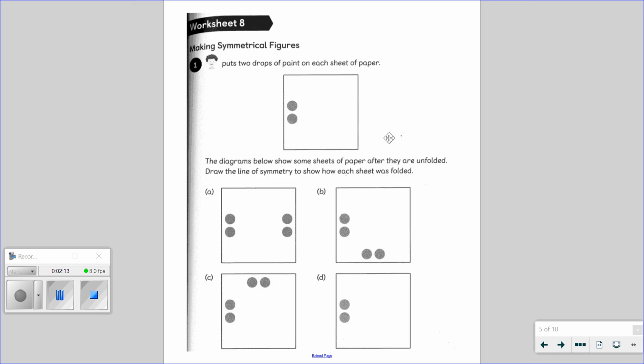So here's our worksheet, and question 1 is very like the in focus task. Elliot puts 2 drops of paint on each sheet of paper. These show some of the sheets after they are unfolded. Can you draw on the fold line or line of symmetry to show how each sheet was folded?